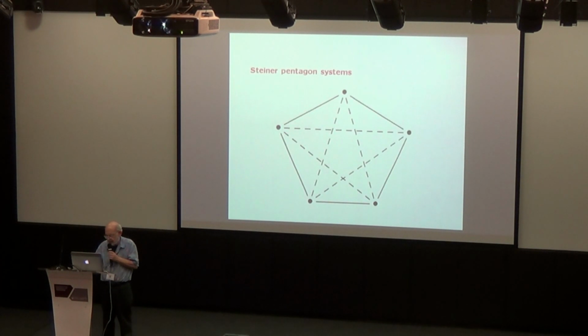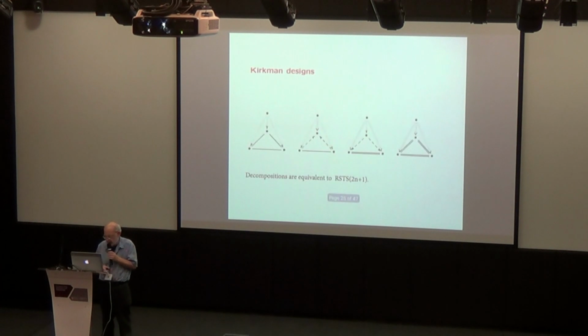Steiner pentagon systems: a set of pentagons, you partition the edges into pentagons so that complementing the pentagon within each of the 5 vertices forms another decomposition of the graph. It gives you a design where lambda is 2. Every edge is in 2 of these graphs, once in the adjacent position and once in the opposite positions.